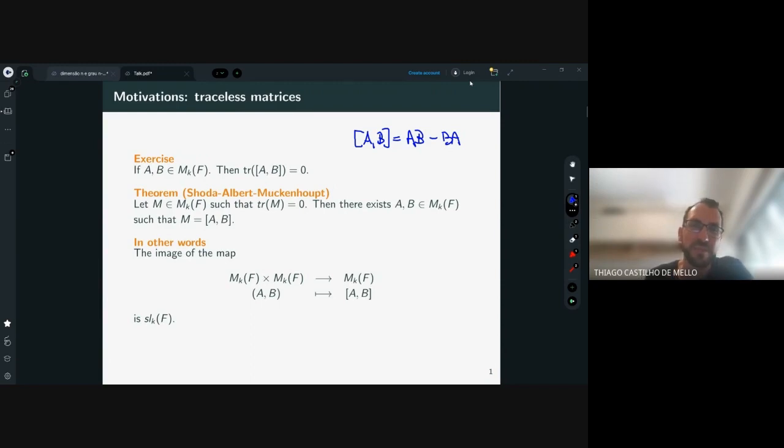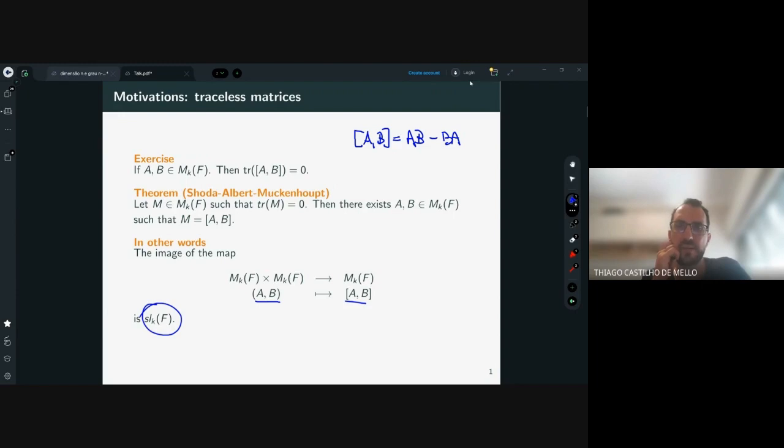But we can read this result in a different way. This result is saying that if you consider the map that takes a pair of matrices to the commutator, this theorem says that the image of this map is the set of trace zero matrices.